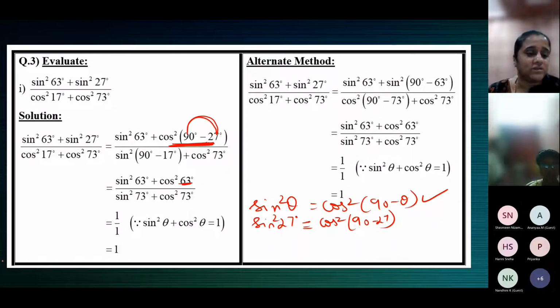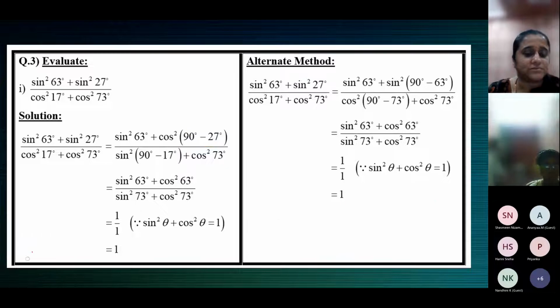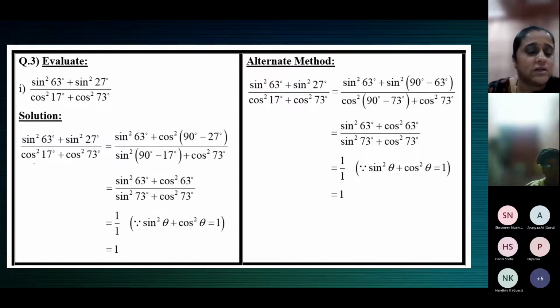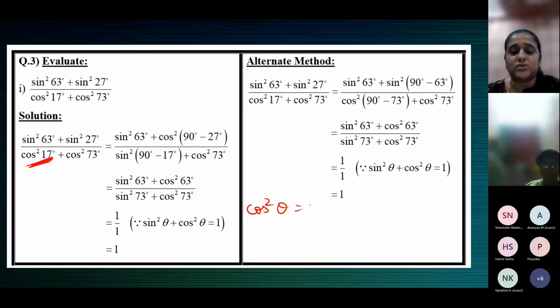Same thing in the denominator. In the denominator, I've written cos square 73 degrees as it is because it's cos square theta. I'm changing cos square 17 to look like sine square something. So how do you change this one? See here, what is the rule used? Cos square theta is equal to sine square 90 minus theta.